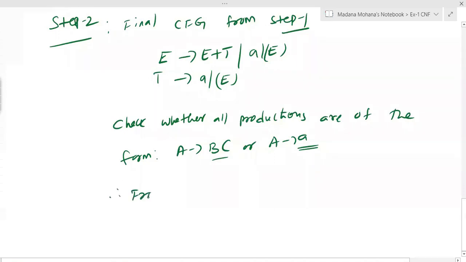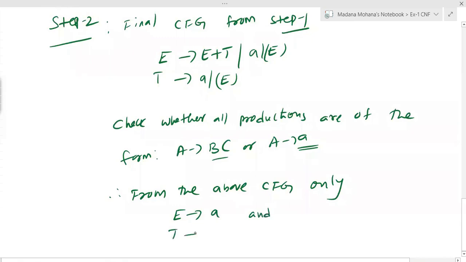Therefore, from the above CFG, only E derives a and T derives a are in the required form, that means they are in CNF.